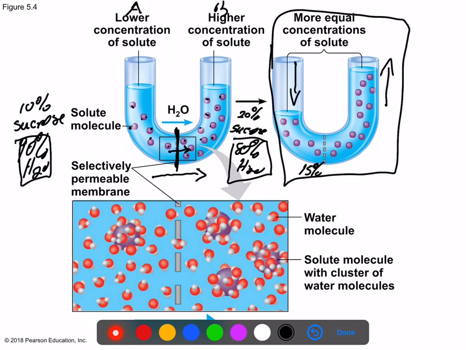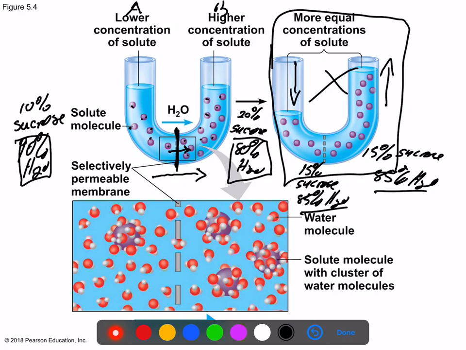You'd have 15% sucrose on this side, which means 85% water. And you'd have 15% sucrose on this side and 85% water. All right, so if anything, we can agree that the goal is maybe to achieve equilibrium, not to maintain volume. Like, we don't care about that.